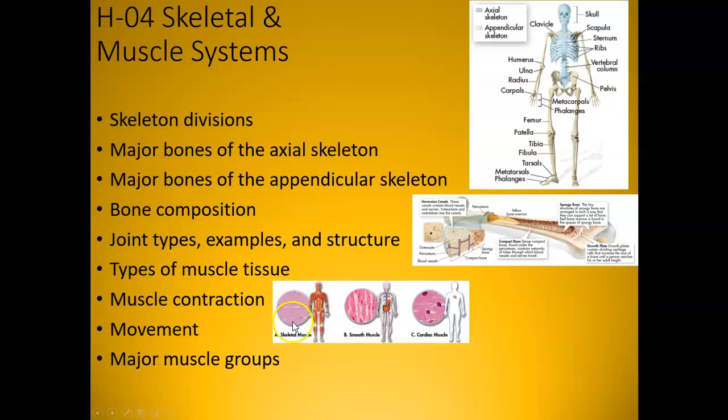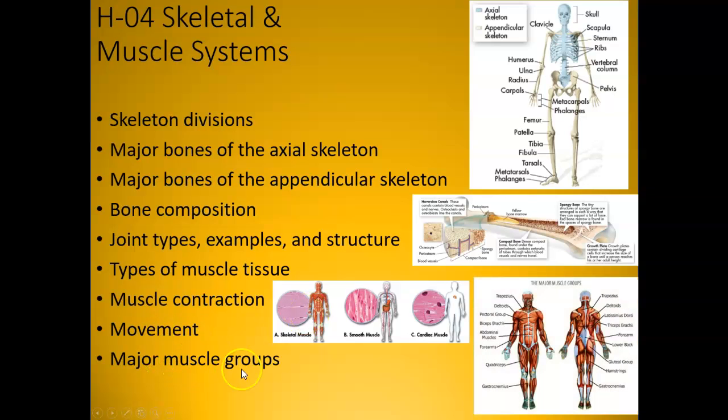Types of muscle tissues. These are skeletal muscle tissue, smooth muscle tissue, and cardiac tissue. I don't have an image for muscle contraction, but you should be familiar with that sliding filament model. And then major muscle groups. Again, you should be familiar with all the major muscle groups across the body, on the front, our anterior end, and across the back, our posterior end. Traps, delts, lats, biceps, triceps, quads, gastrocnemius, hamstring, glutes, you should be able to identify that on a question.